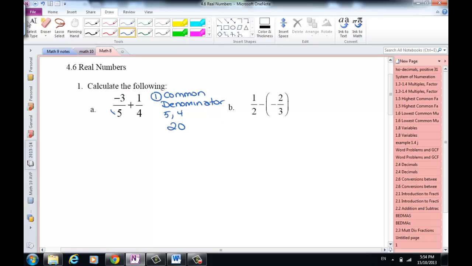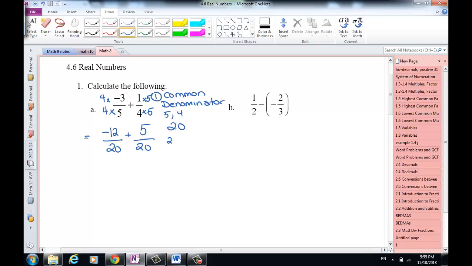So to get 5 to 20, I would have to multiply by 4, and whatever I do to the bottom, I also must do to the top. And therefore, 4 times 5 is 20, and 4 times negative 3 is negative 12. Now for the second fraction, again, we want to get our denominator to be 20, and therefore I'm going to multiply the bottom by 5. Whatever I do to the bottom, I must also do to the top, and therefore I get 5 over 20.